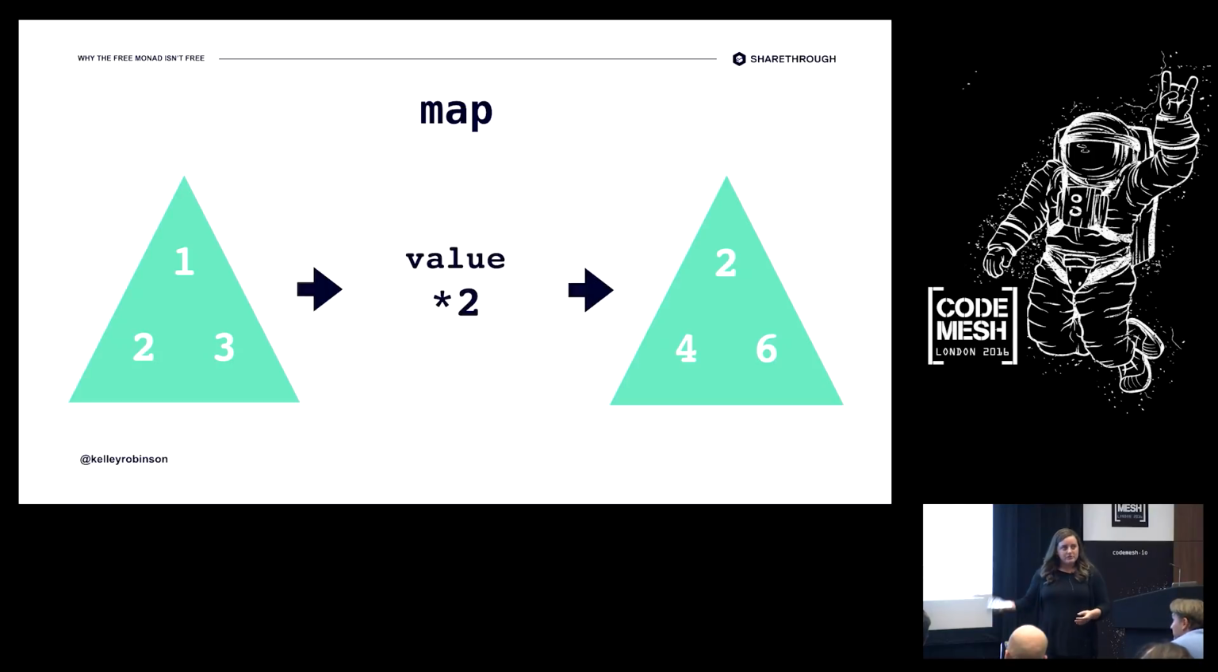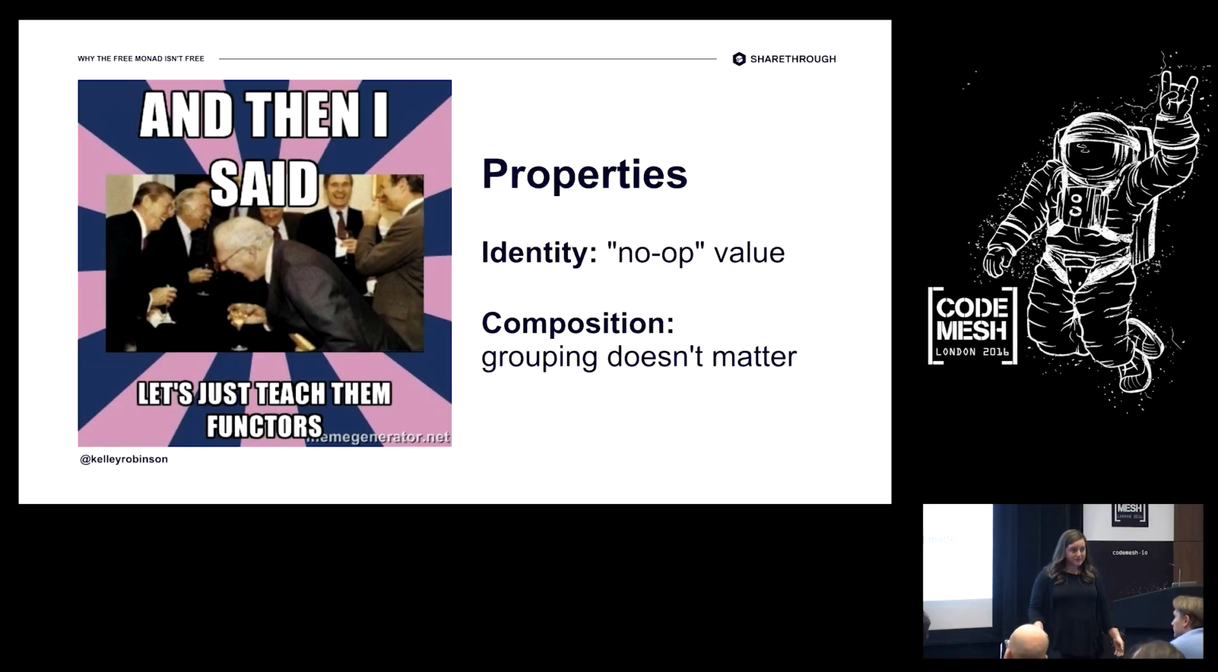So for those of you that don't know Scala, here's a visual representation. If you've got some container, that triangle that has some values inside of it, that takes a function multiplying everything by 2, you get a new container returned that has all of the values that have been multiplied by 2. It's functors and pictures.